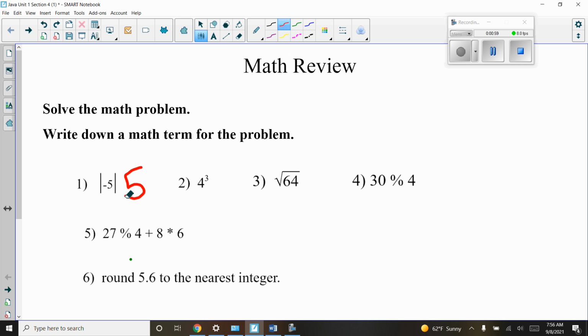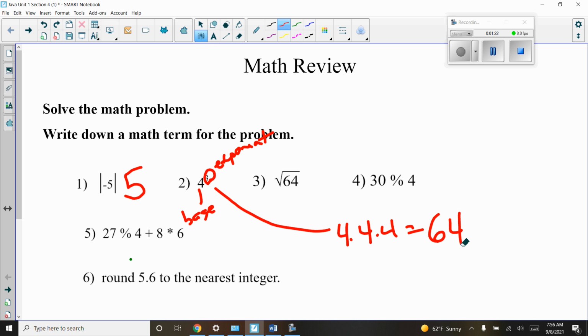Number 2 is an exponent. Now we have our base, which is 4, and hopefully I can write okay with this stylus. And then the 3 is our actual exponent. I know that's a little hard to read. So basically this means 4 times 4 times 4. 4 times 4 is 16, times 4 again is 64. So it's key to know the base and the exponent.